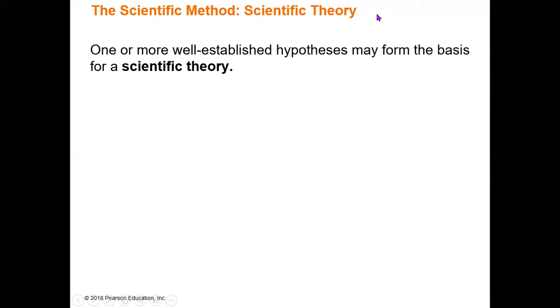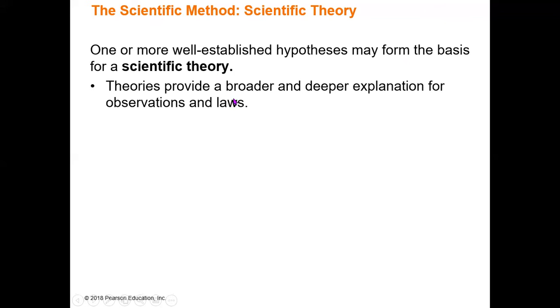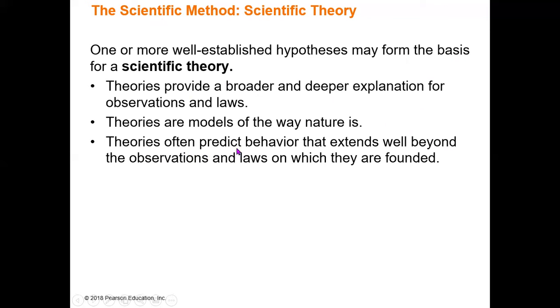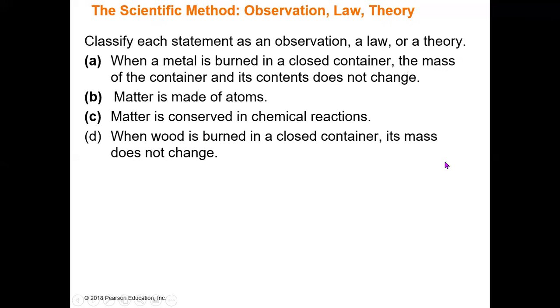Scientific method, scientific theory. One or more well-established hypotheses may form the basis for a scientific theory. Theories provide a broader and deeper explanation for observations and laws. Theories are models of the way nature is. Theories often predict behavior that extends well beyond the observations and laws on which they are founded. So here, the scientific method: observation, law, and theory.